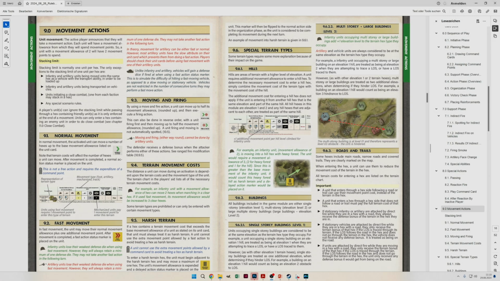Okay, this was the first part of movement actions. The next part is dealing with special terrain types.